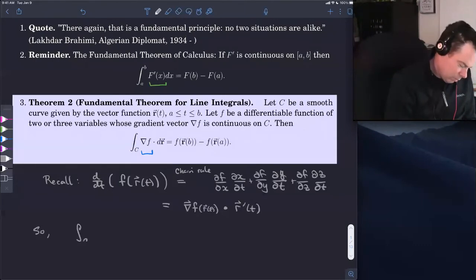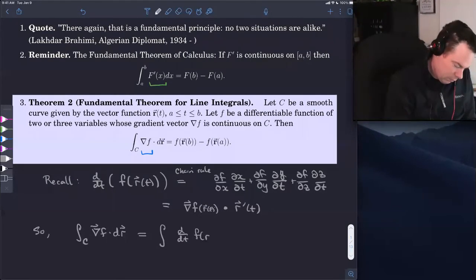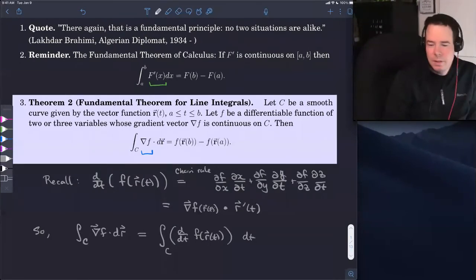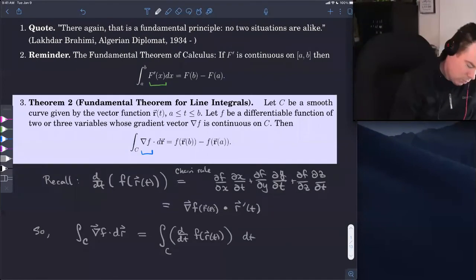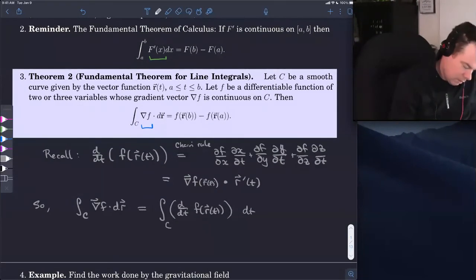And so what that means is the integral over this curve of the gradient of f dot dr is just the integral of the derivative of f of r of t, dt. It's just that, because that's what the gradient of f dot dr is, from the chain rule, just the derivative of f evaluated at the curve.